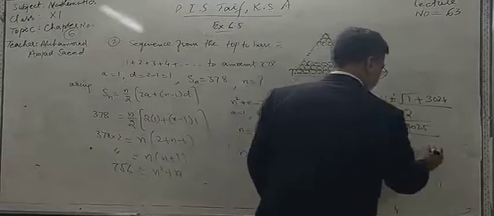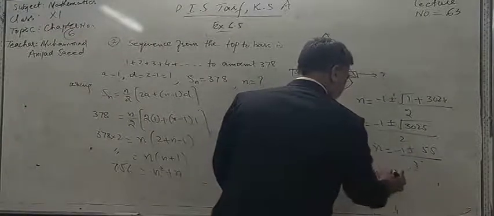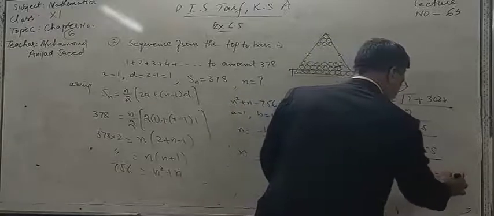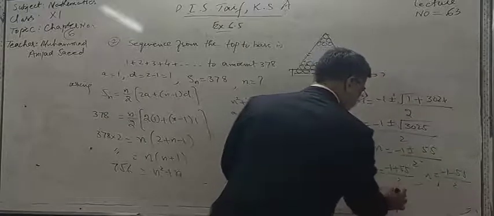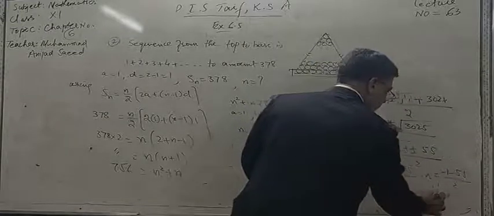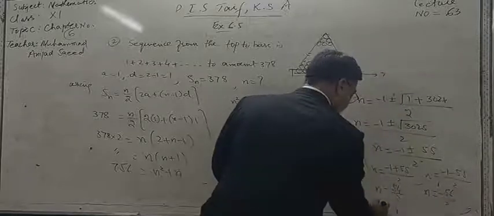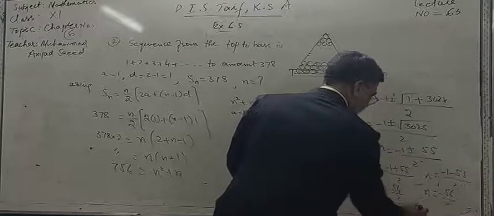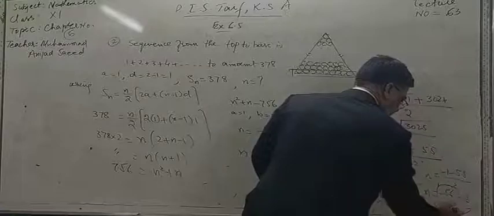Here is 55 over 2. Now we have n is equal to minus 1 plus 55 over 2, n is equal to minus 1 minus 55 over 2. So n is equal to 54 over 2, n is equal to minus 56 over 2, that is n is equal to 27, and this is negative, not possible.